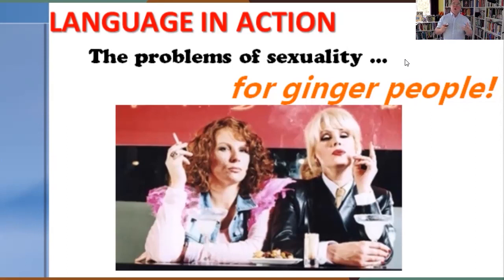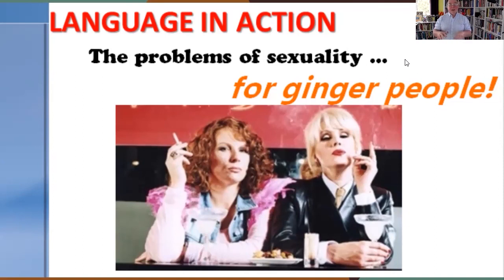And all of a sudden, one of the respondents, her voice was quite quiet, and it seemed as if she was saying something about the problems of sexuality for ginger people. And I thought to myself, what did she just say? So I played it back. And she talks about the problems of sexuality for ginger people. And I thought, I'm sure she's saying ginger people. So I played it over and over again, and it came out the same each time.